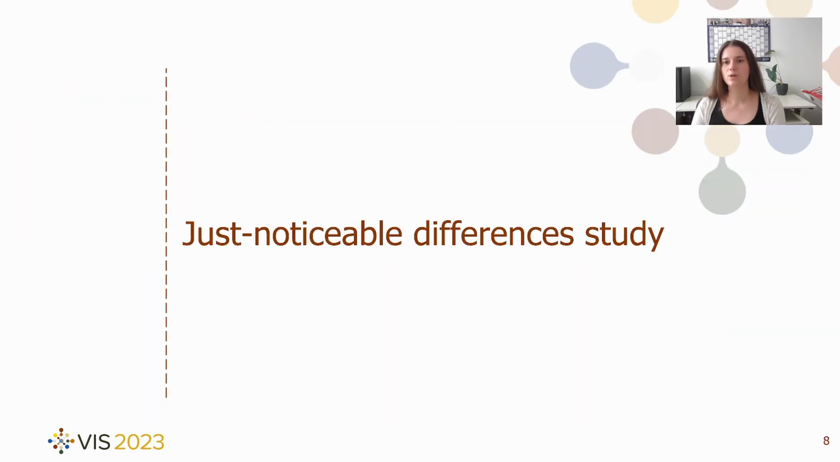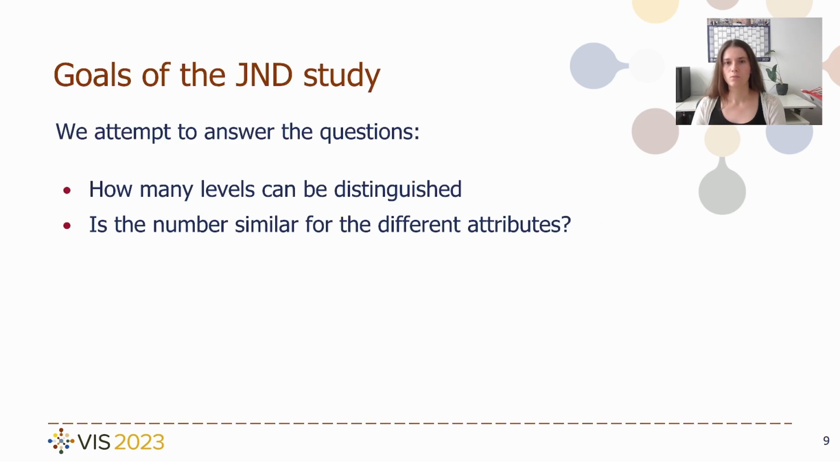In this study, we determined the just noticeable differences, J and D for short. The J and D is the smallest change in a stimulus that a person can detect reliably. With this study, we tried to answer the questions: how many levels can be distinguished? And is the number similar for different attributes, or is some attribute clearly easier to distinguish?